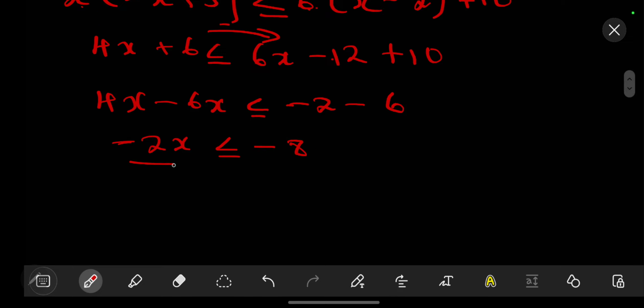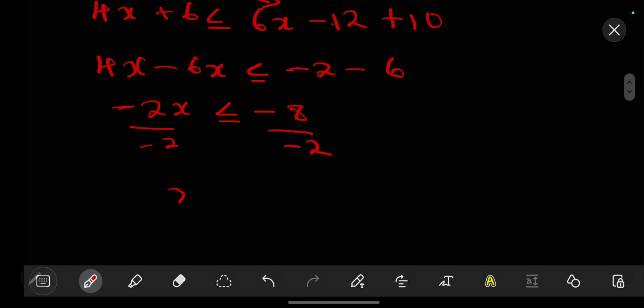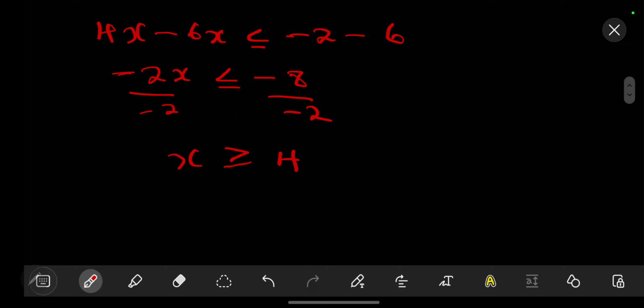So what we are going to do is divide by a negative 2, so that x becomes greater than or equal to 4. Negative 8 divided by 2 gives you 4. If you're dividing by a negative, the sign flips like that. So this is a similar result. They are telling us that our result is that x is greater than or equal to 4.